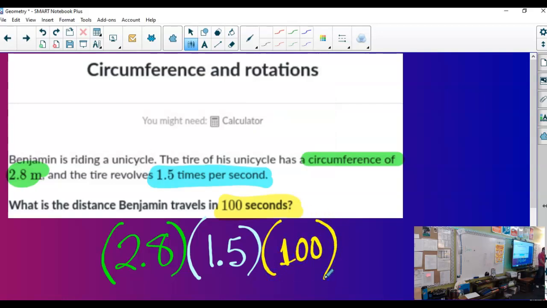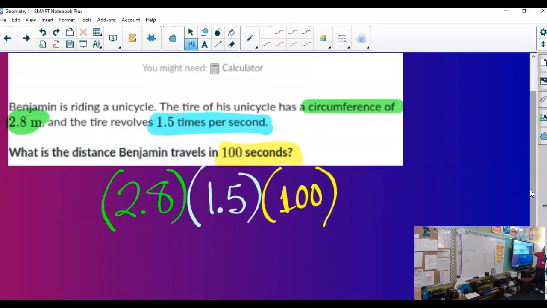I think this is literally just wanting us to multiply all of those together, because this will give us what happens in 1 second. Right? Because it spins 1.5 times in a second. Every spin is 2.8. So if we do that, then multiply with 100 seconds. Does that make sense? There are other ways to.